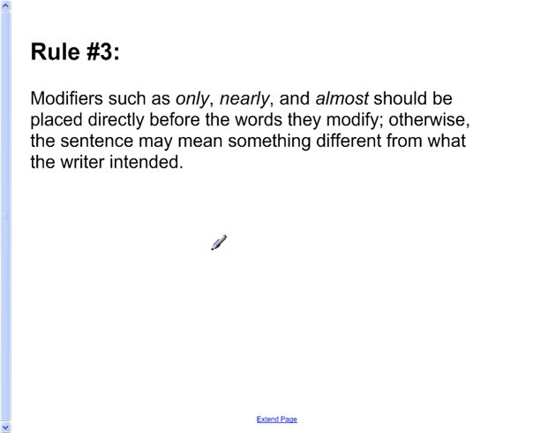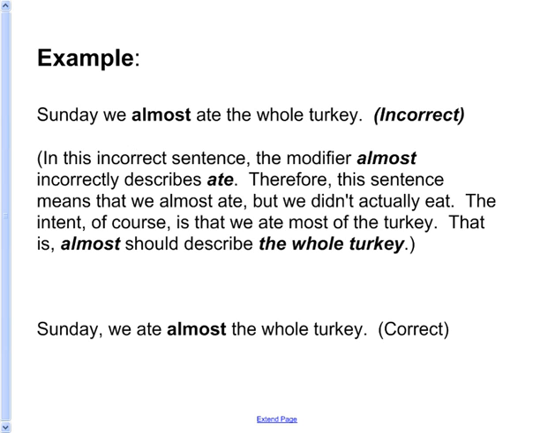Finally, rule number 3. Modifiers such as only, nearly, and almost should be placed directly before the word or words they modify. Otherwise, the sentence may mean something different from what the writer intended. So let's look at an example. Sunday, we almost ate the whole turkey. This sounds correct, but it's actually a misplaced modifier.